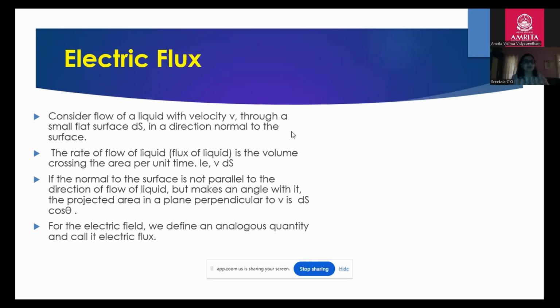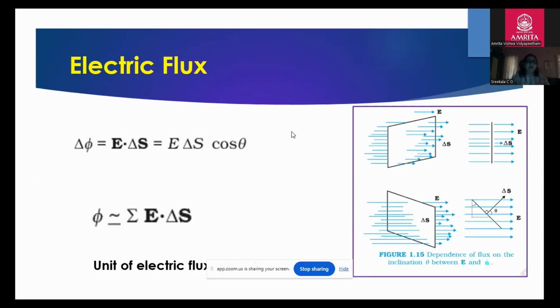In analogy with this, we'll explain the electric field. Electric field lines will also flow through a surface. So we define, in analogy with this liquid flow, the electric flux. Electric flux is in analogy with the flow of the liquid, so that will be the electric flux through this area.